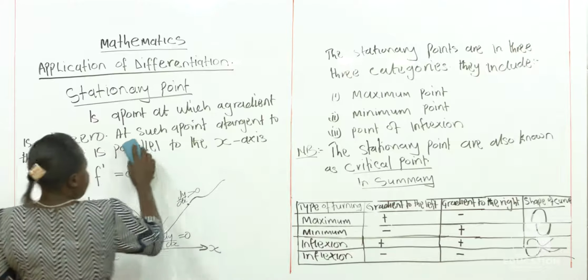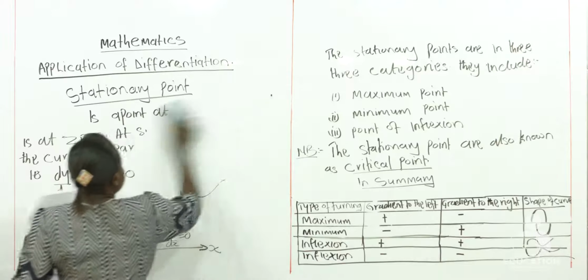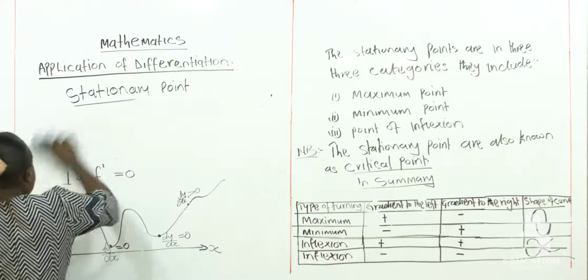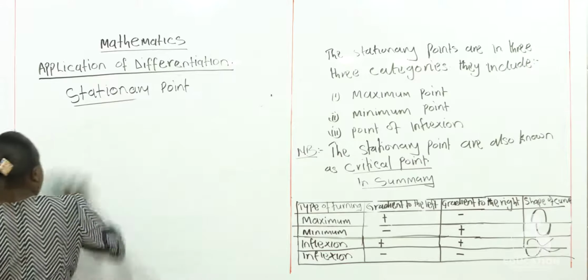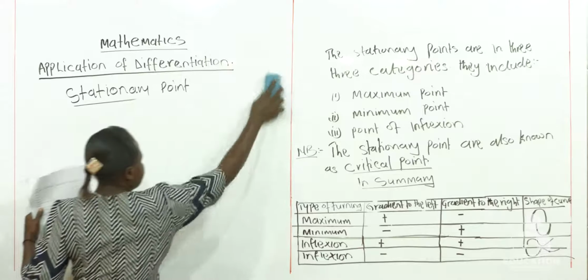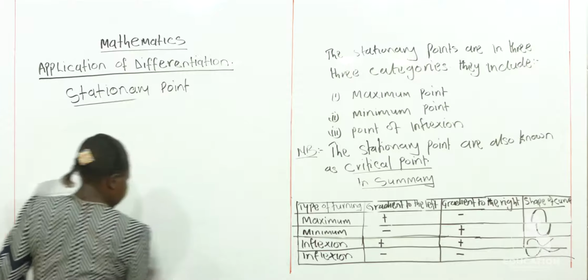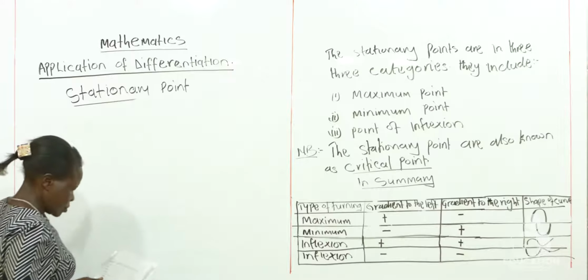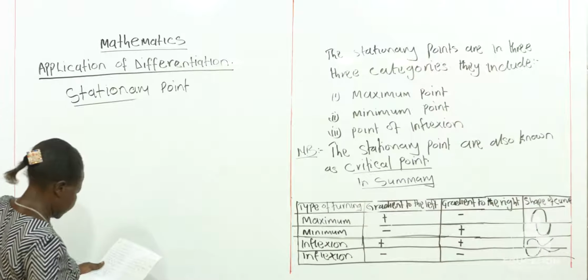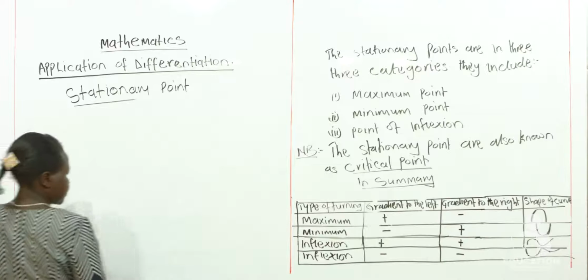So from there, let us look at how we find these curves. How do we identify the stationary points? Identifying the stationary points.